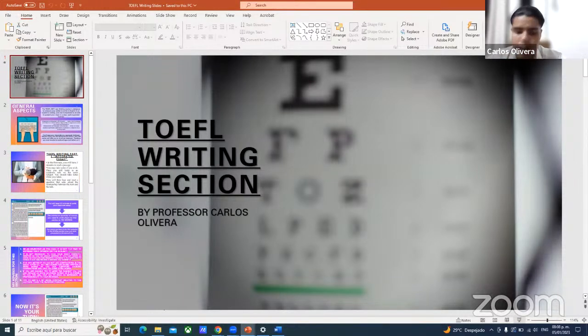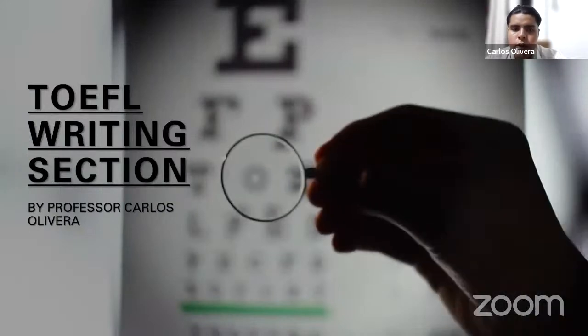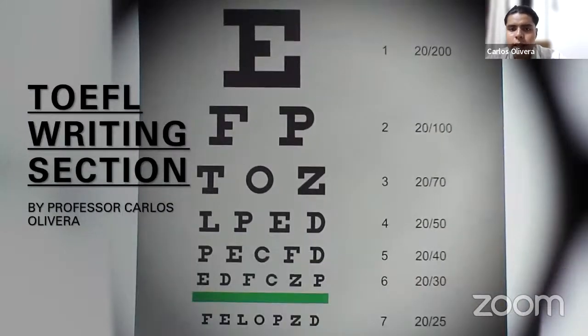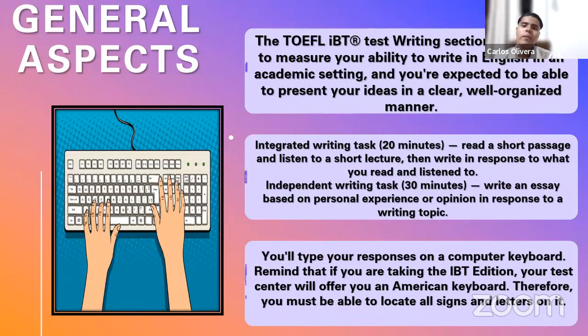The writing section measures your ability to write in English, but of course within academic settings, which is very important. You're expected to be able to present your ideas in a clear, well-organized manner. There are two different types of questions. We have seen one with your group already, which is the independent task. But now it's time for us to look at the integrated writing task too, which is going to be the focus of attention of our classes.